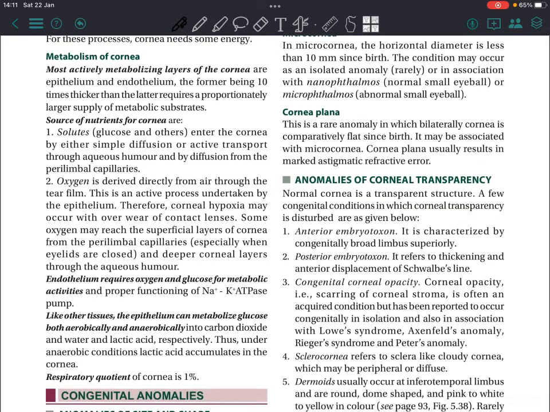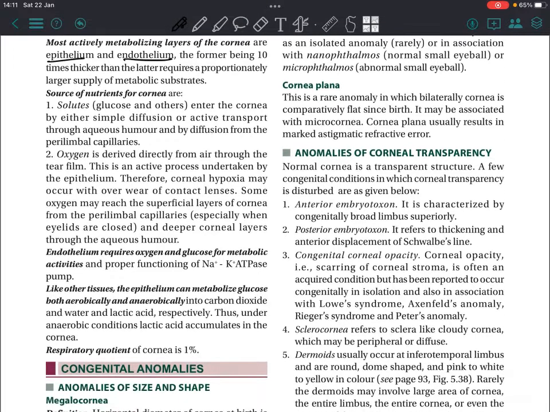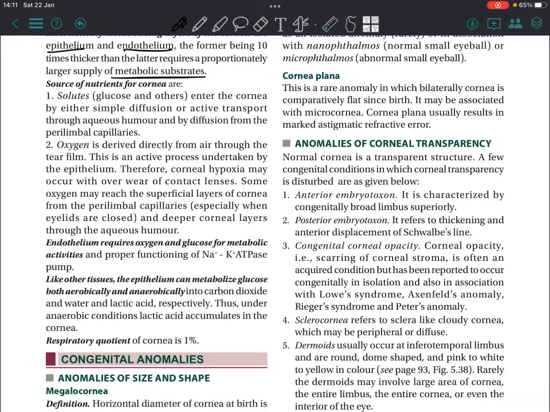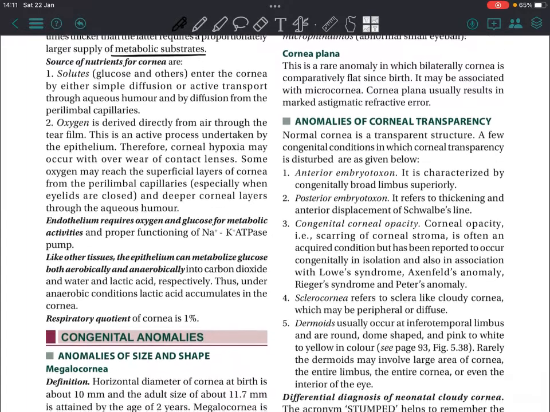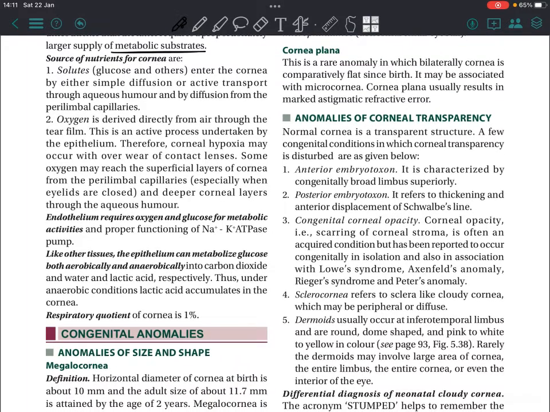Metabolism of cornea. The most actively metabolizing layers of the cornea are the epithelium and endothelium. The former, being 10 times thicker than the latter, requires a proportionally large supply of metabolic contents. Source of nutrients: solutes, glucose and others enter the cornea by either simple diffusion or active transport.